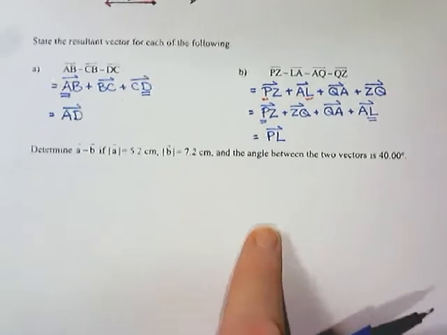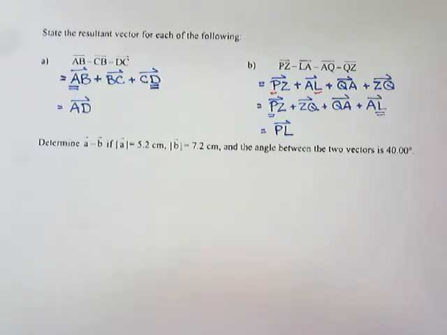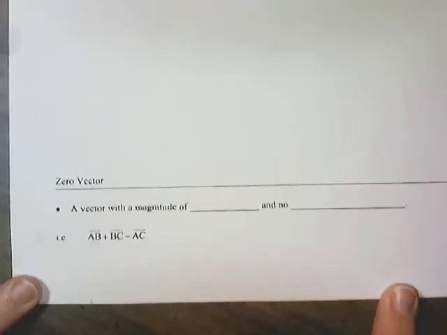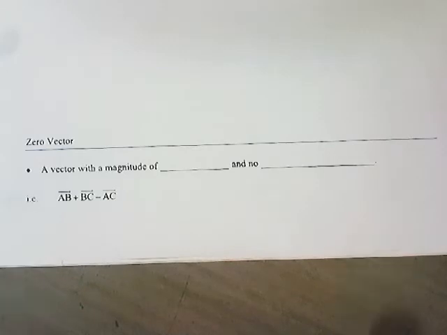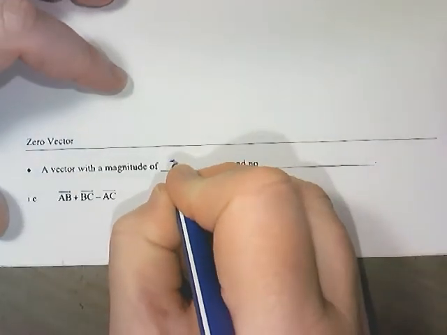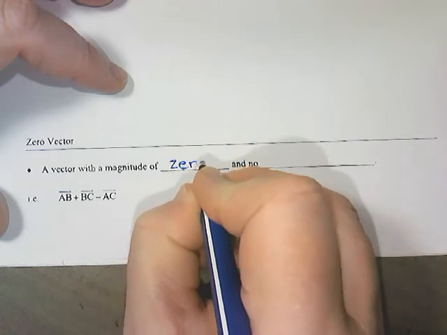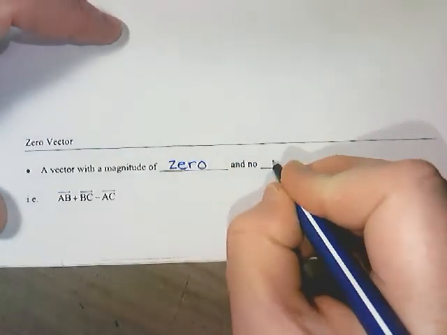Okay, this question here, we need to start a new video for, but we are going to talk about the 0 vector first, and then we'll do that question in the next video. A 0 vector is a vector that has a magnitude of, not a surprise here, 0. And because it has no length at all, it also does not have a direction.